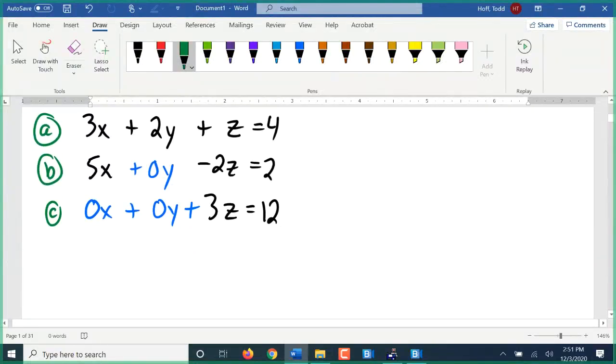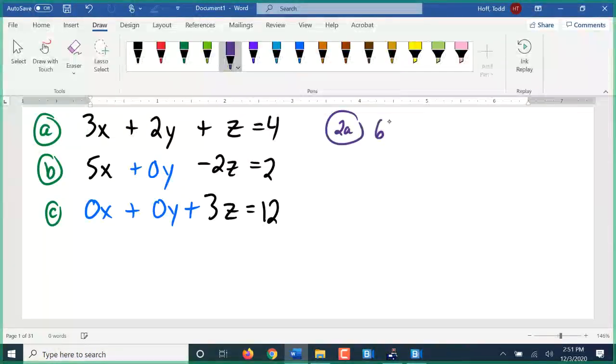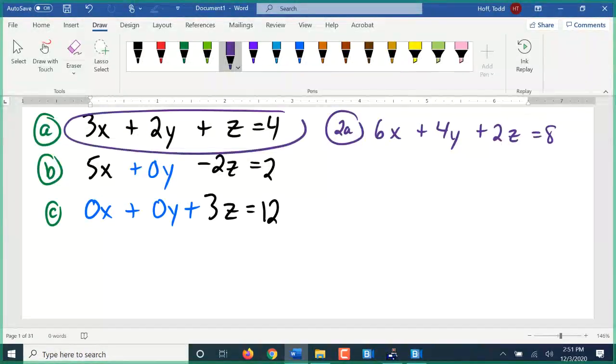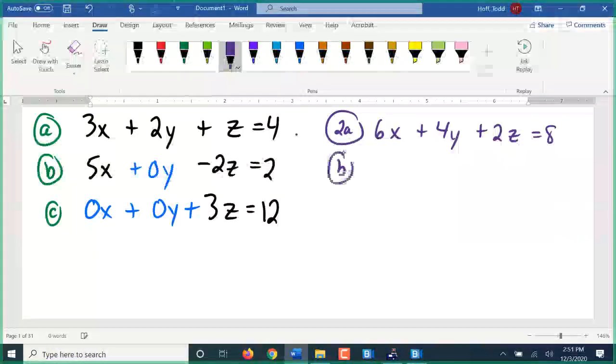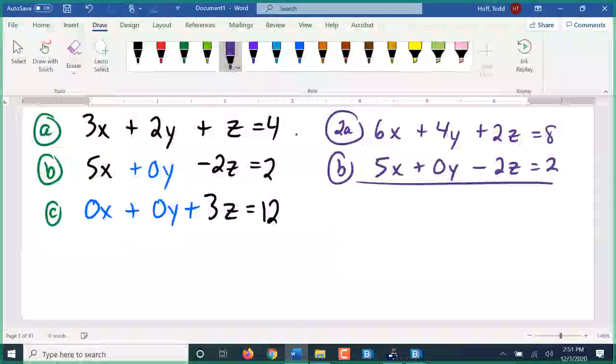When I see that one, my mind's so hung up on substitution, it takes me a few minutes to force myself into the addition mode. So here's what we're going to do. I'm going to do 2 times equation A, which will be 6x plus 4y plus 2z equals 8. I just multiplied everything in there by 2. And equation B, 5x plus 0y minus 2z equals 2. I didn't do anything to equation B, just rewrote it.